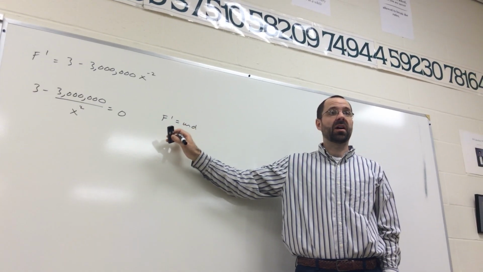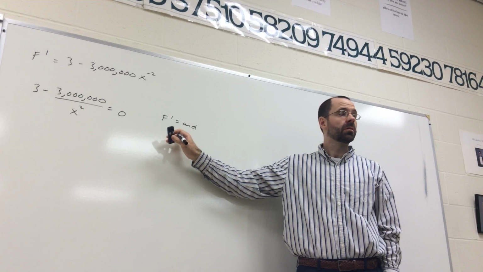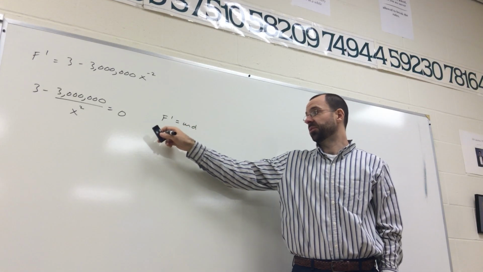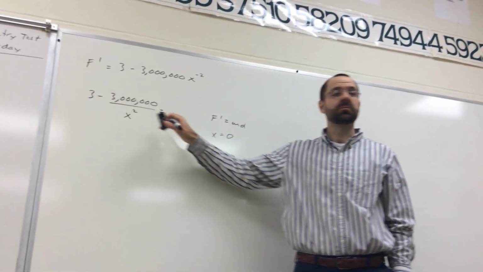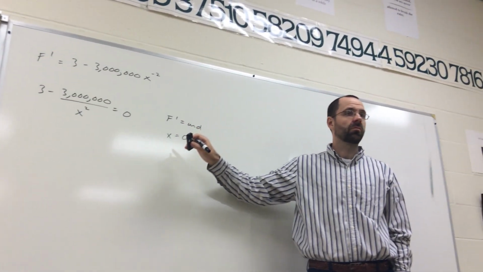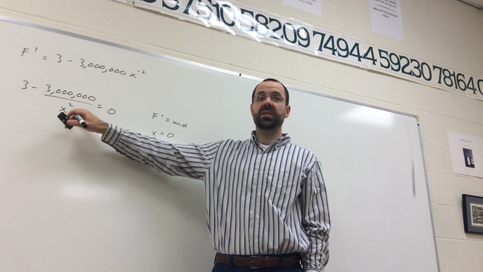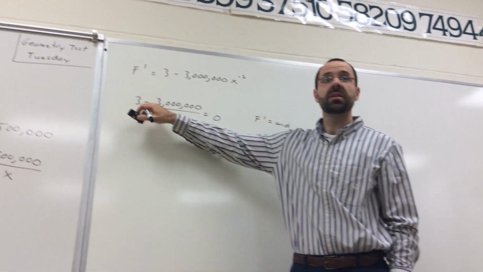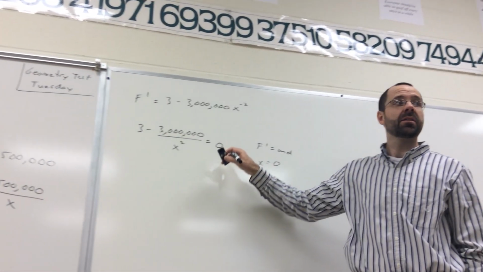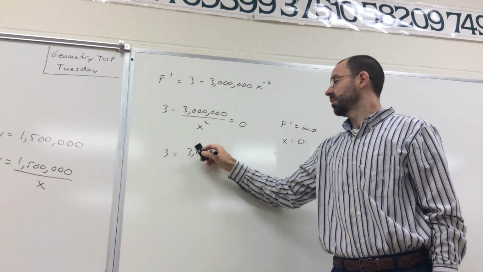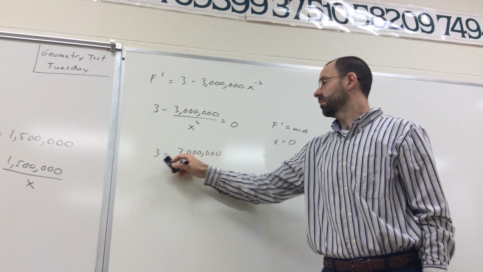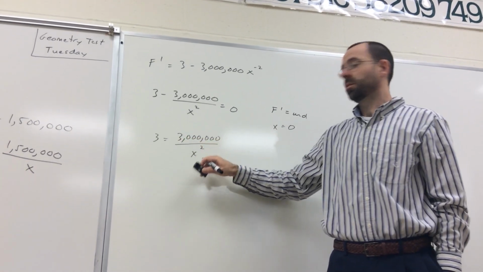So when is it undefined? When x is 0, good. Because you can't divide by 0. And then solving this, I'm going to take this negative and add it to the other side. So it'll say 3 equals 3 million divided by x squared.